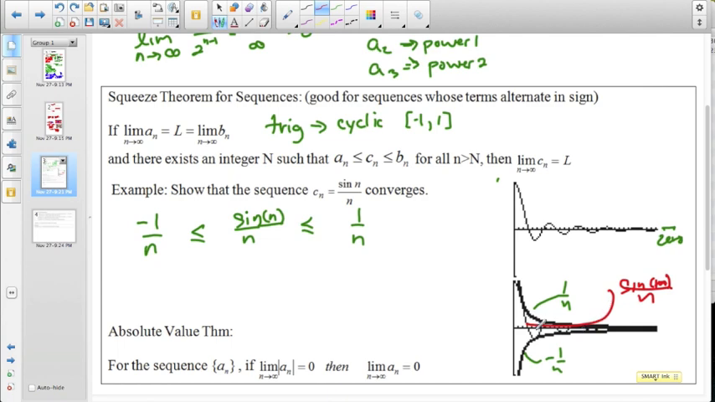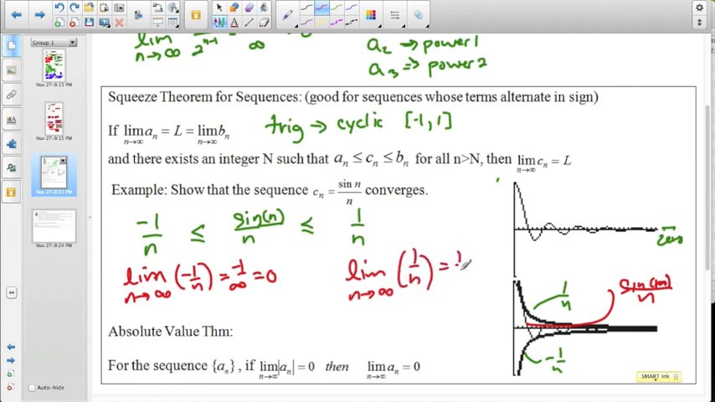And so since they trap it, if we can determine the limit of 1 over n and the limit of negative 1 over n, and those are going to the same point, then anything in between has to be going to the same point. So if we take the limit as n goes to infinity of negative 1 over n, that's determinant, that's negative 1 over infinity, which is 0. And the limit as n goes to infinity of 1 over n is also determinant, that's 1 over infinity, which is also 0.